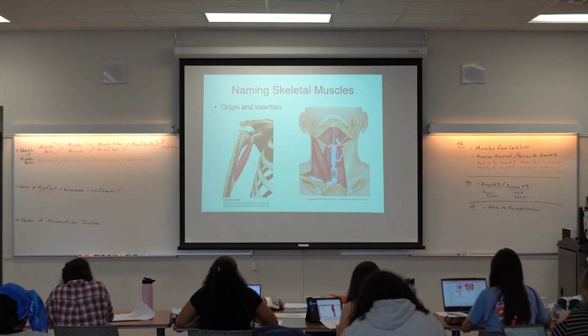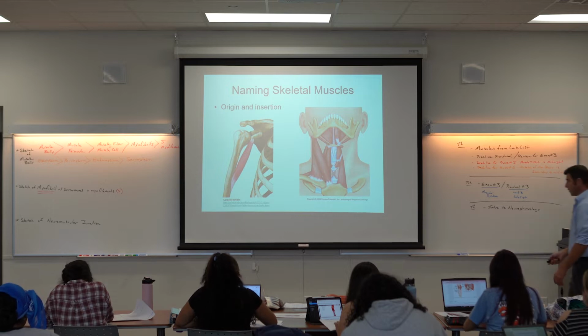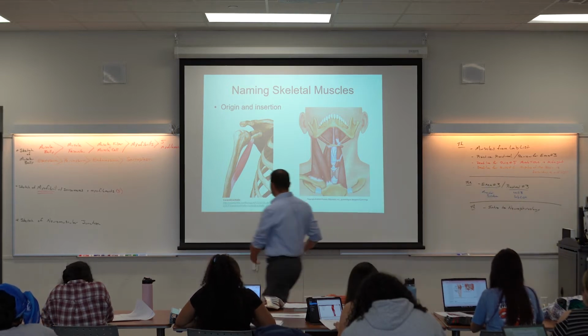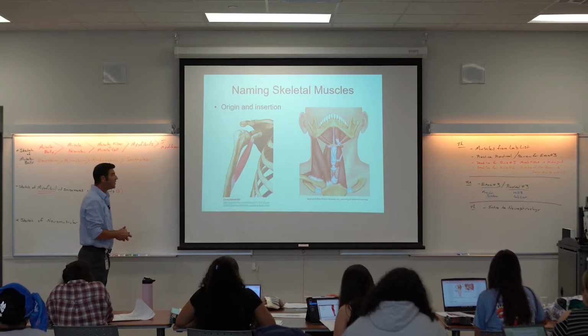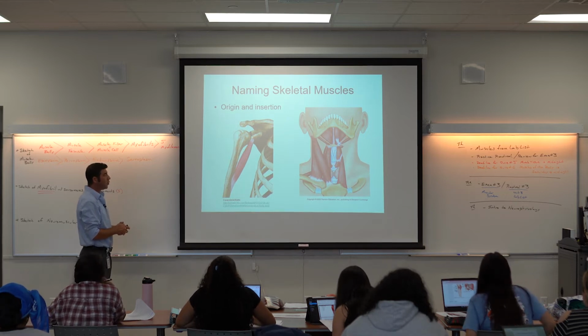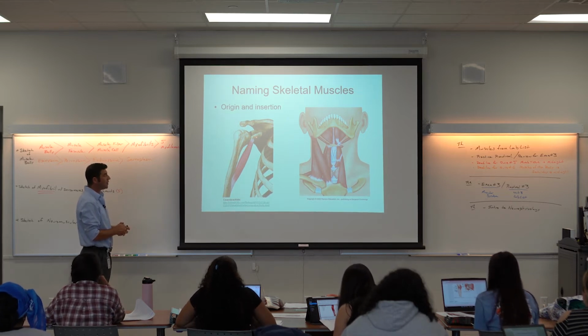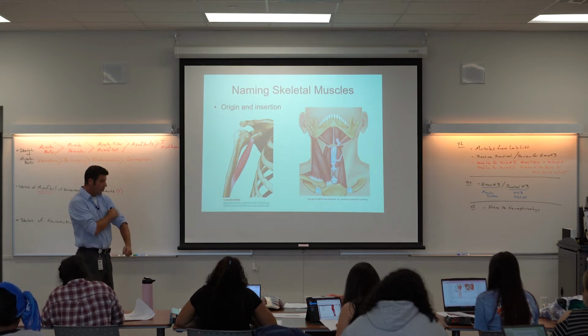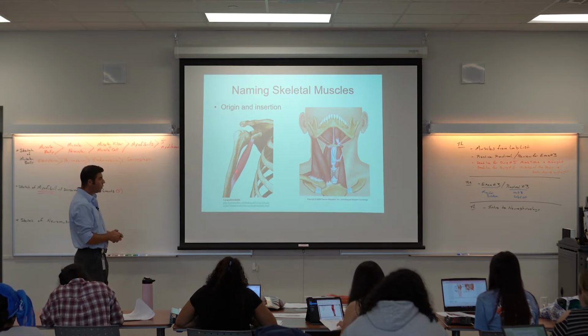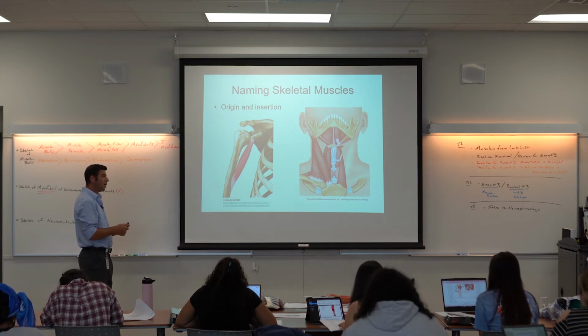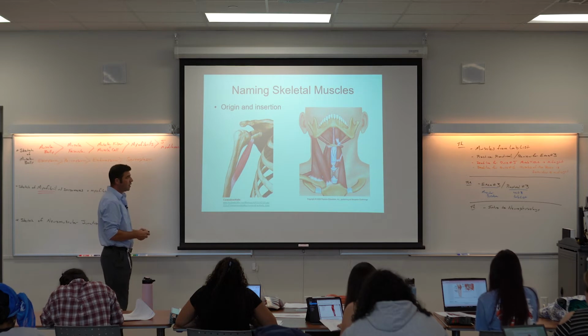Sometimes muscles are named after their origin and their insertion. One example is this coracobrachialis. Its origin is this coracoid process of the scapula, and it inserts down here in the arm, the brachial area. So coracobrachialis is describing this muscle based on its origin and insertion.